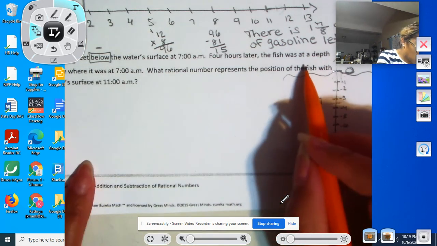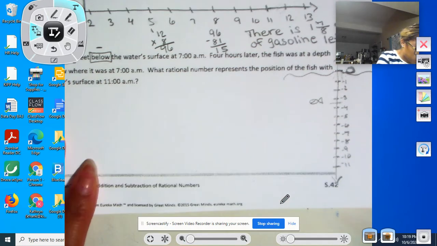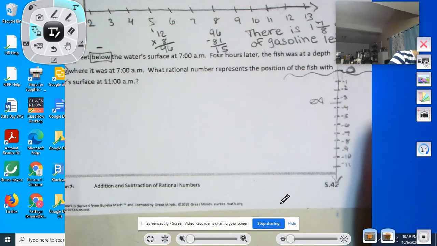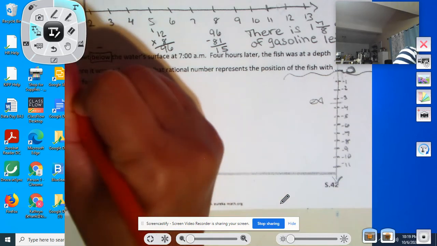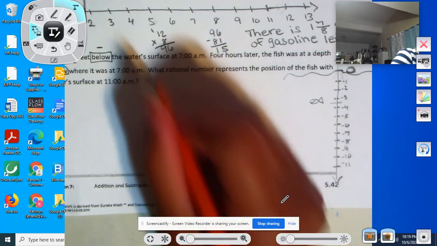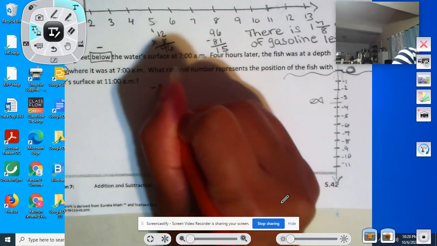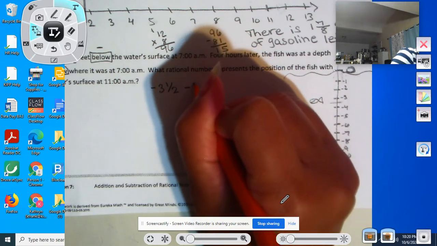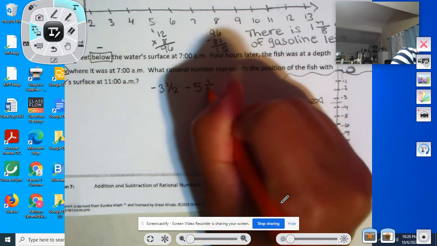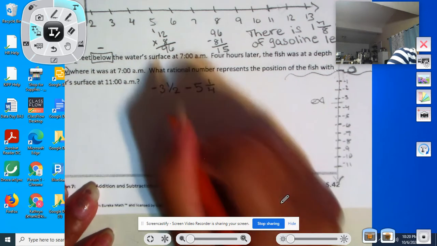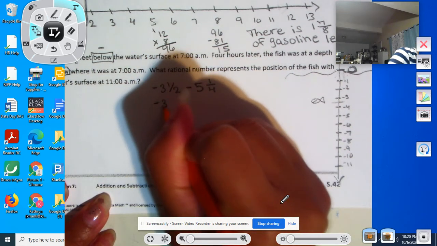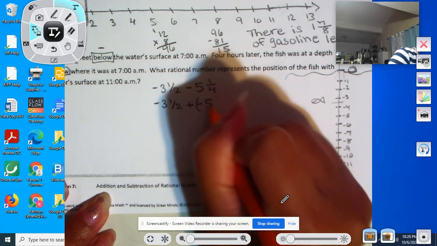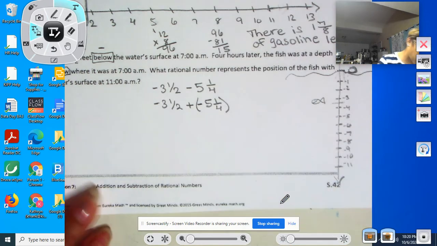And she's going to go further below. It keeps going down. The fish keeps going down further into the water. So it's going further negative. So what does that equation look like? Well, it means that I'm already at negative 3½ And now I'm wanting to go minus 5¼ further. Or what we can think about it as the additive inverse would be 3½ plus negative 5¼, right?